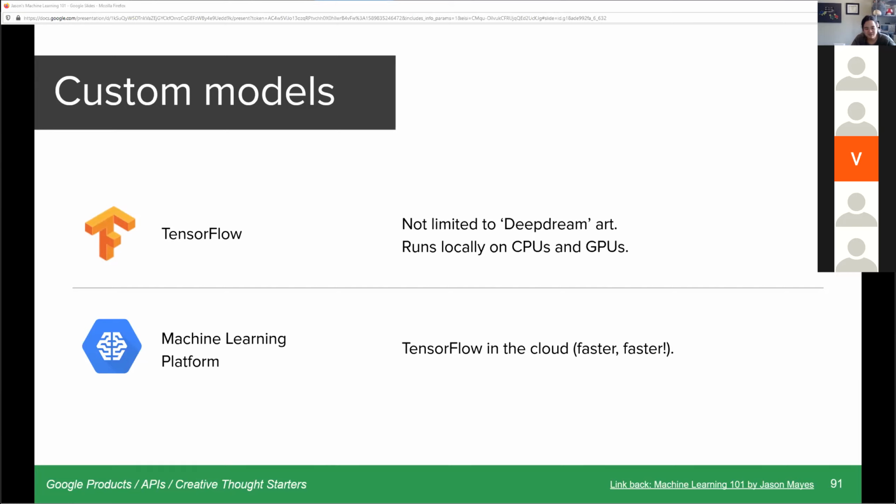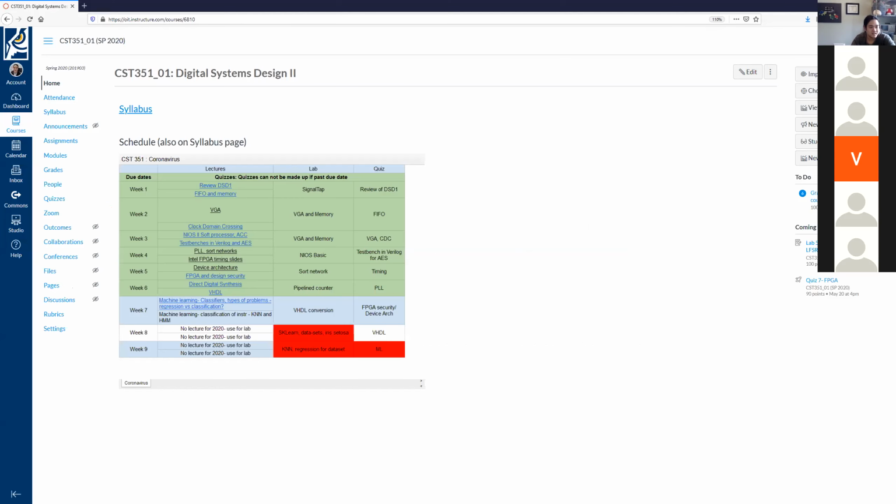Okay, so this is the plan for the rest of the term. You can't see it? Oh, I'm sorry. Can you see it now? Yep, we can. All right, I'm going to essentially do 2 labs with machine learning. We're going to have a machine learning quiz, a VHDL quiz, FPGA architecture quiz, VHDL conversion lab. We're going to have a little bit more lecture on machine learning on Wednesday, and then no more lectures for the rest of the term.